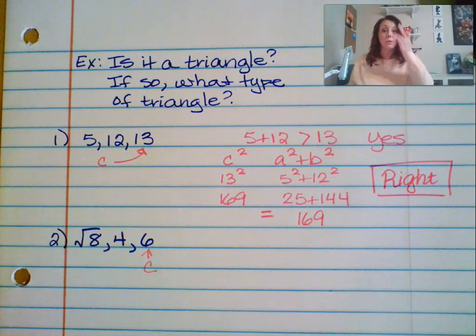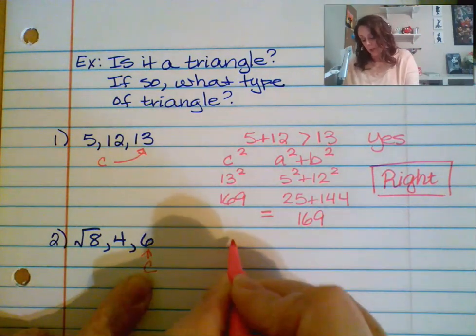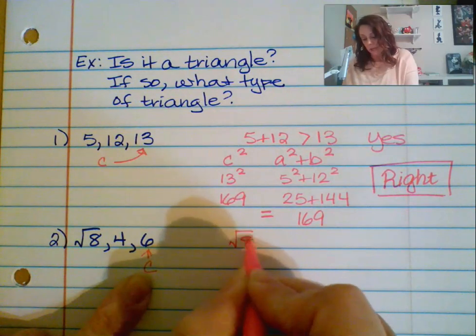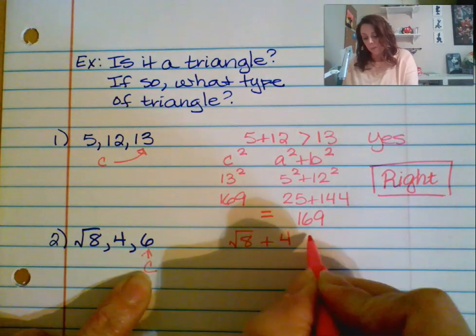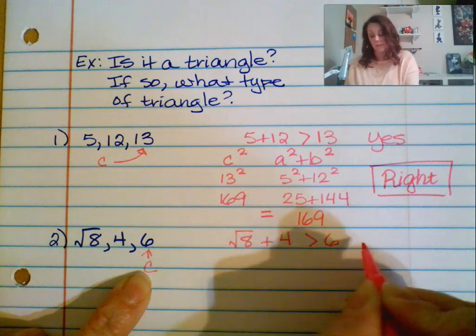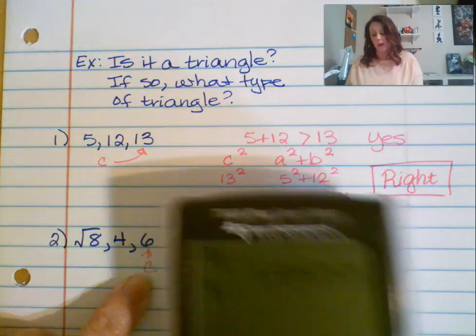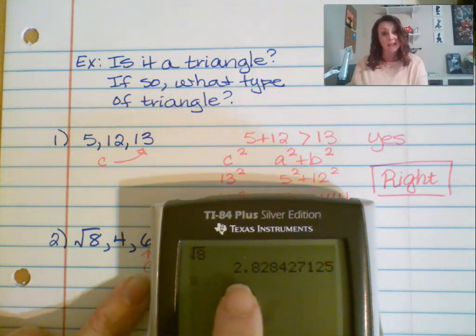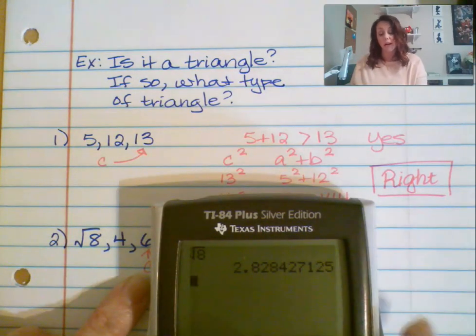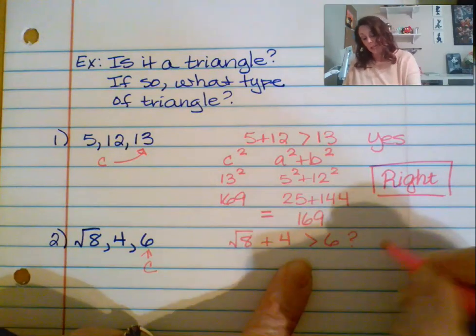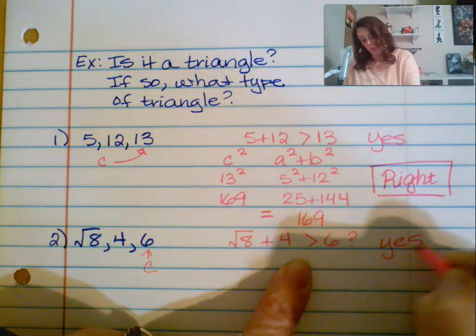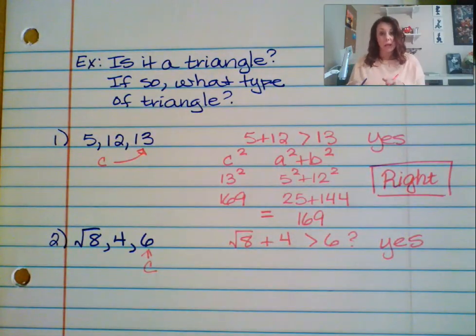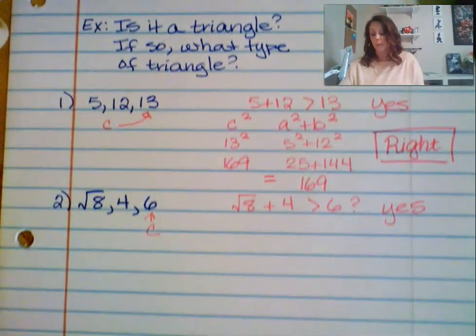So, first things first, check to see that it's going to make a triangle. This is our largest side, so will the square root of 8 plus 4 be greater than 6? I know the square root of 8 is 2.8. If I add 4 to that, it's going to give me 6.8. So will that be greater than 6? Yes. Now that I know it's going to make a triangle, let's check what type.